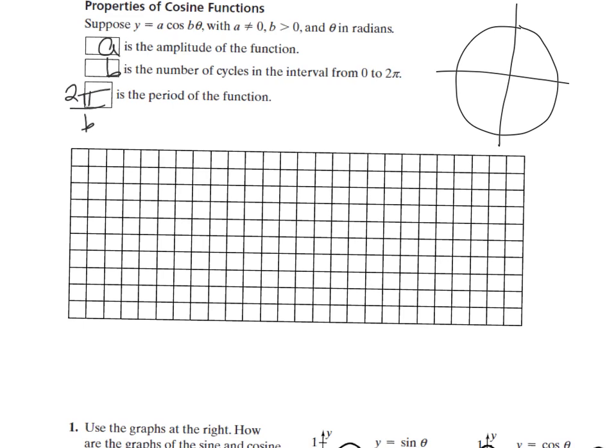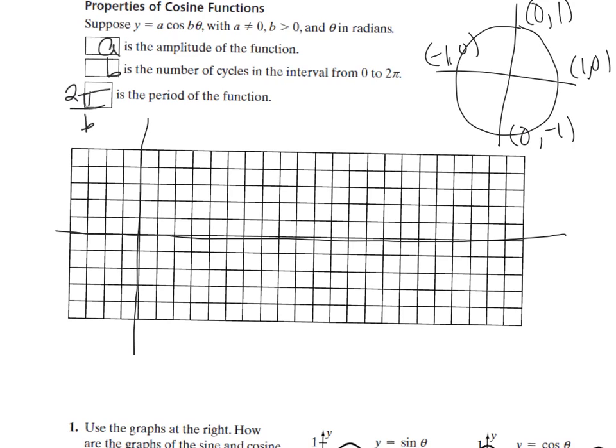And cosine is the x value. So these ordered pairs are (1, 0), (0, 1), (-1, 0), (0, -1). So if I make my vertical axis right here, and I go up by pi over 2, so this is pi, this is 3 pi over 2, this is 2 pi, I can keep going.